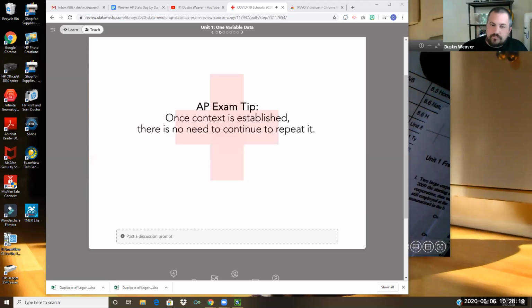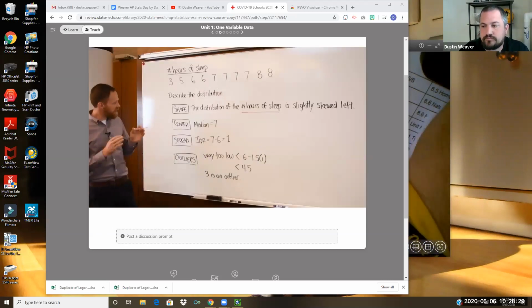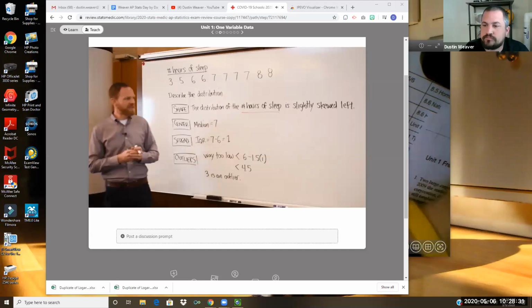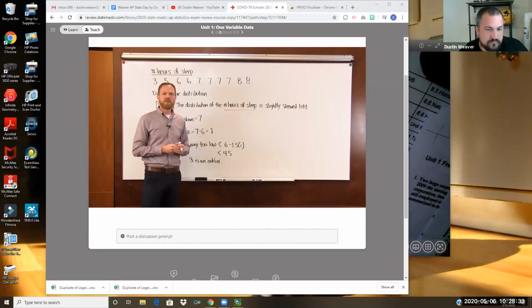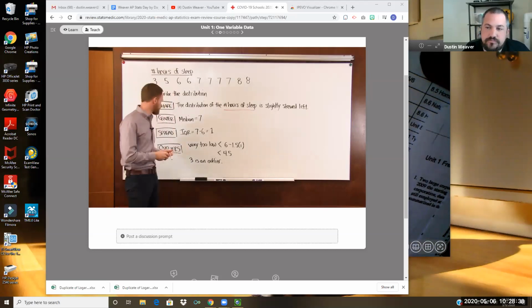And once we've established context once, it is no longer necessary to talk about the number of hours of sleep in the remainder of the problem. Now let's take a look at the center. Because we've described the shape as being slightly skewed left, for the center we want to use the median, and for the spread we want to use the IQR.